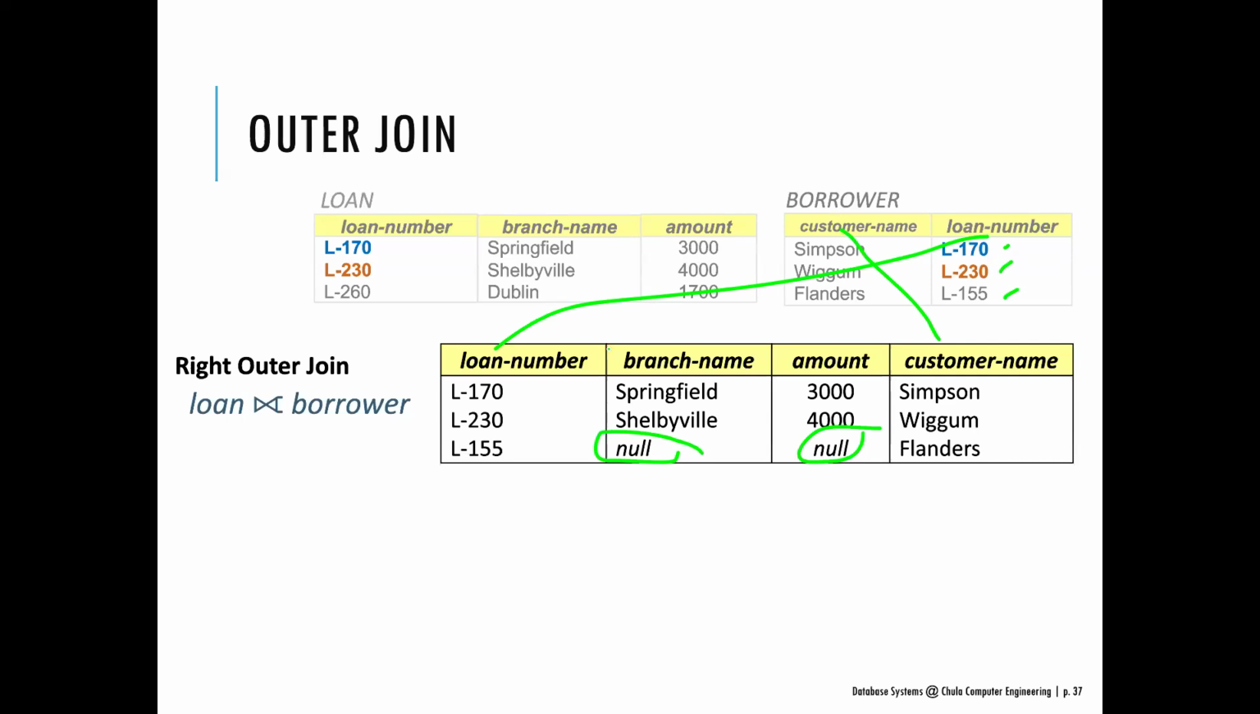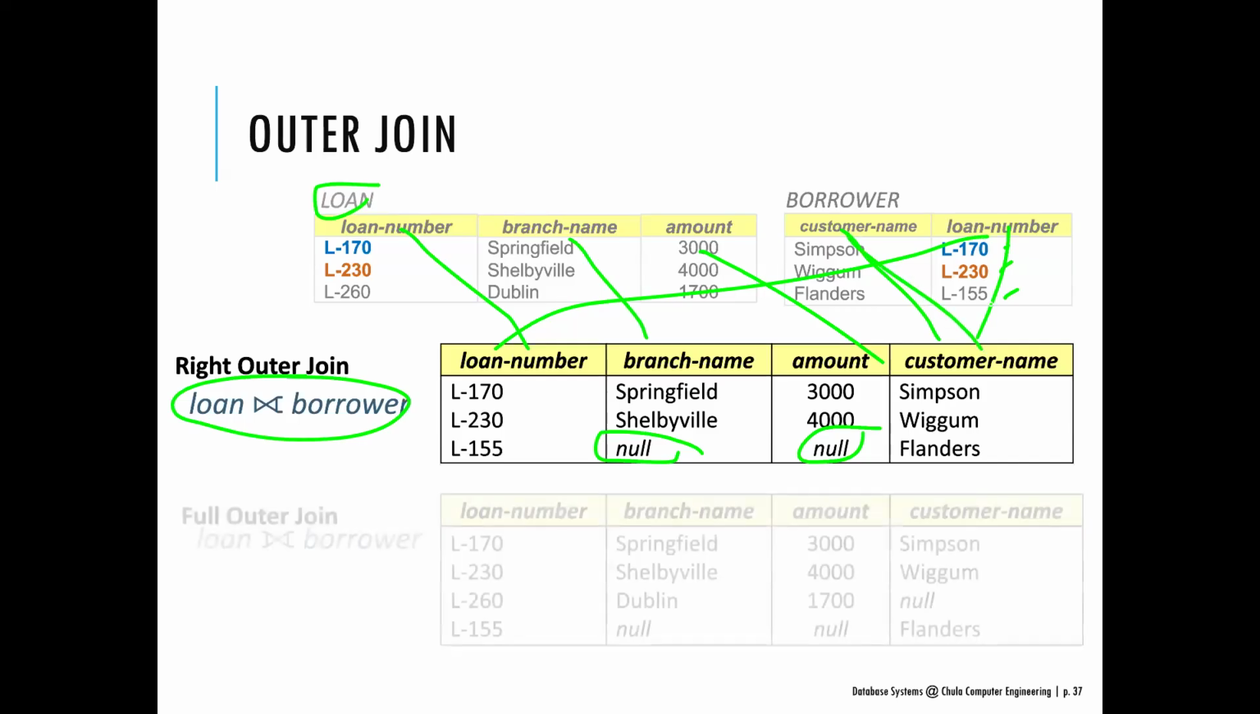Okay, all right. Now, the attributes in the results will be loan number, branch name, amount, and customer name. They are ordered by this operation. It says loan right outer join borrower, so it has to take loan first. From loan, you have loan number, branch name, and amount. And then you right outer join borrower, so borrower comes after, and the customer name came here.